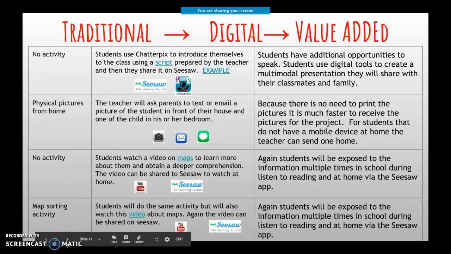So in this activity, students use Chatterpix to introduce themselves to the class using a script prepared by the teacher, and then they share it on Seesaw. And here's an example.